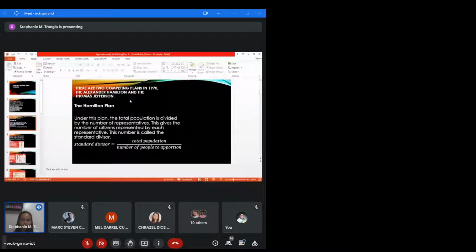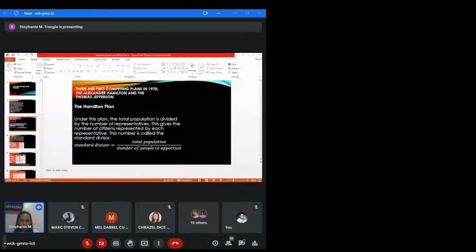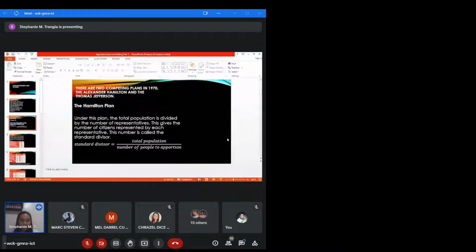Under this plan, the total population is divided by the number of representatives. This gives the number of citizens represented by each representative. This number is called the standard divisor. Thus, our standard divisor is equal to the total population divided by the number of people to apportion.